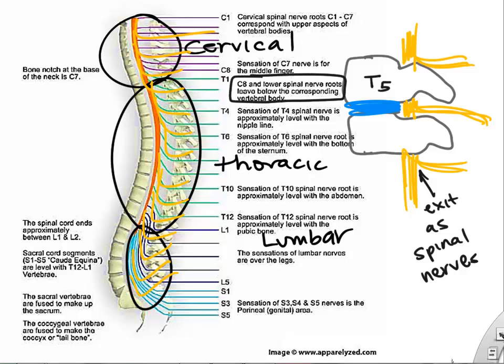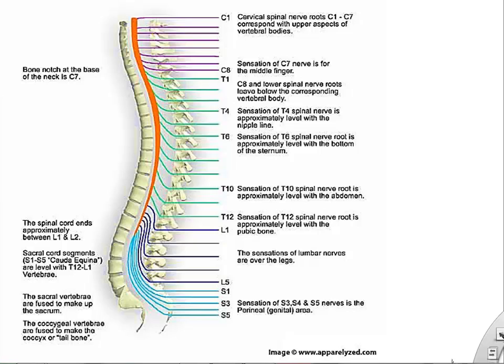And so the way you name your spinal nerves sort of depends on the bone. So for much of the spinal cord, we name the spinal nerves as they exit underneath the vertebra. So T5 bone would have T5 spinal nerve exiting right below it.